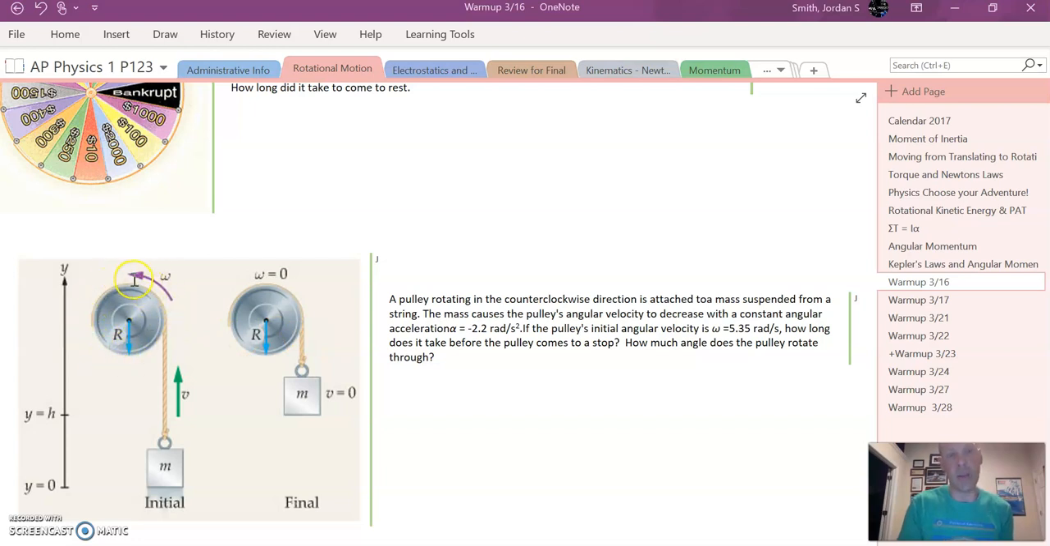And then the last thing is, if an object is spinning in the counterclockwise direction, we always take that to be positive, just like we would say moving to the right is positive. All right, so you have to make sure that you're consistent with that. You don't always have to use that, but we just generally say that counterclockwise is positive and clockwise is negative. So this acceleration is negative because the mass is pulling downward, which is pulling the pulley this way against its velocity.